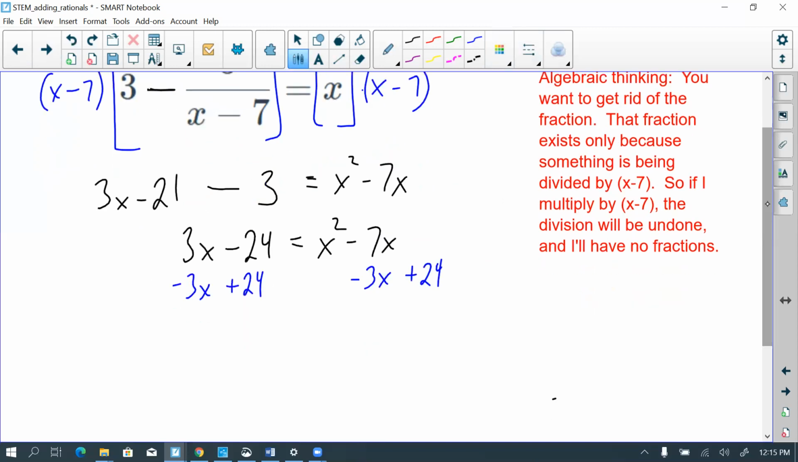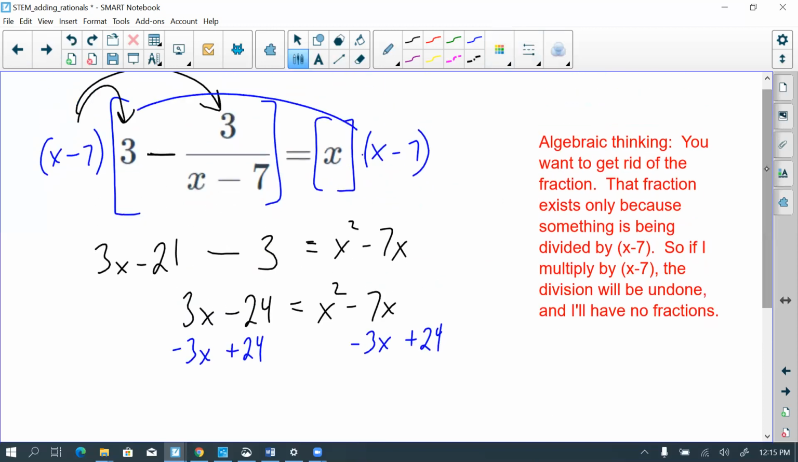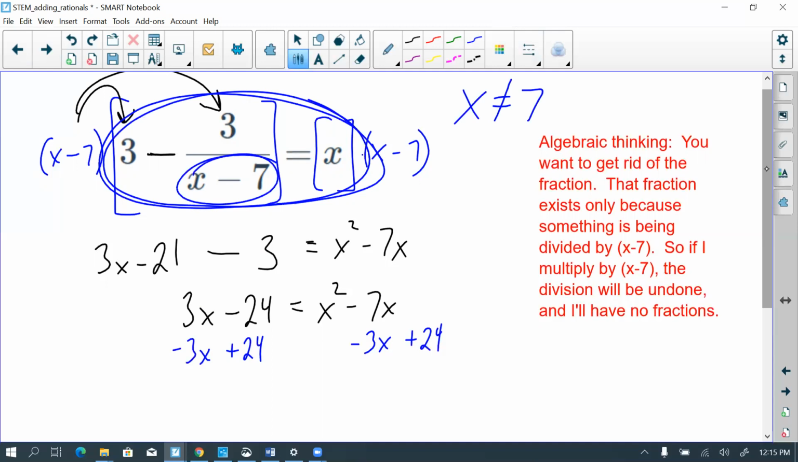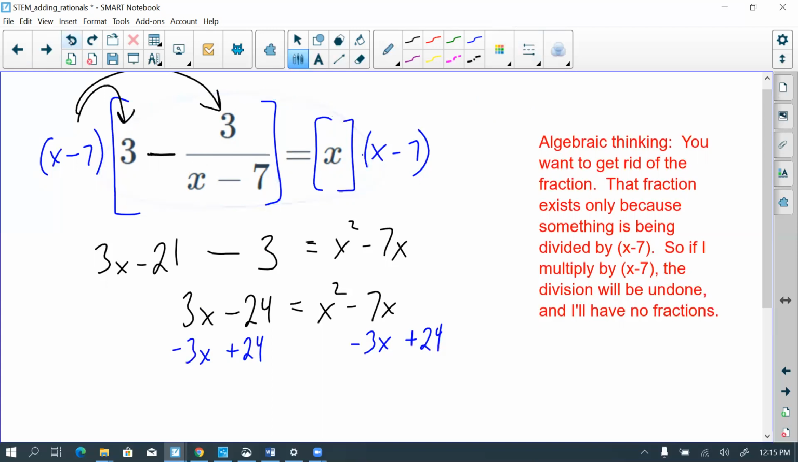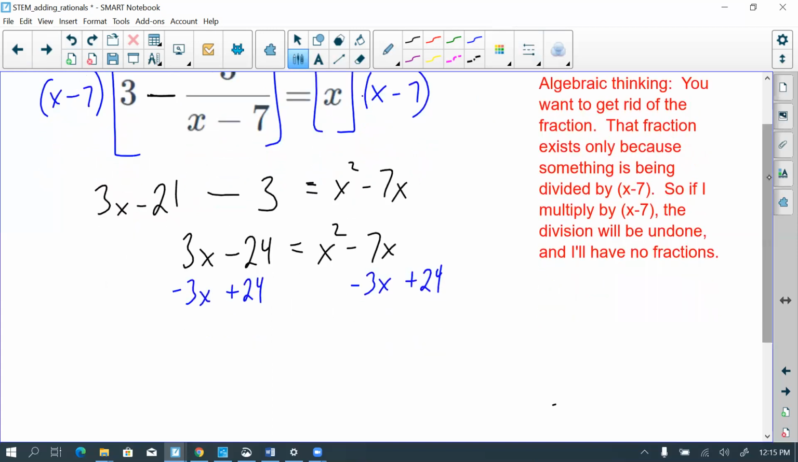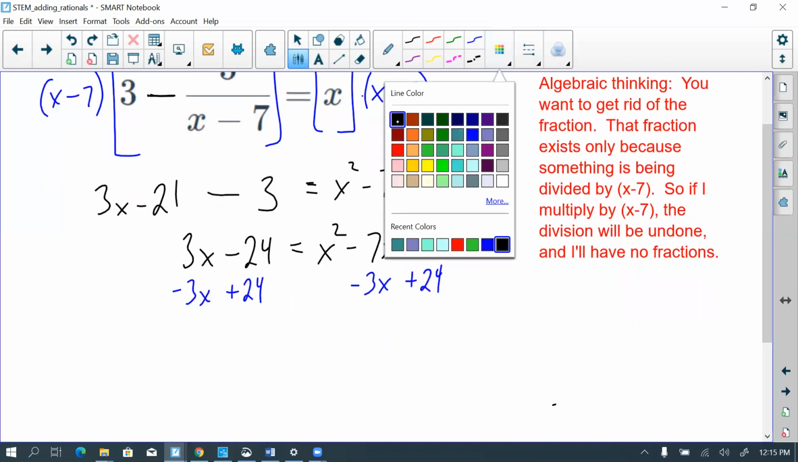Oh, I should have mentioned this earlier. Back to the original equation right here, you're dividing by one thing. You're dividing by x minus 7. So x better not be 7, right? X cannot be 7. Because if x were 7, you would be dividing by 0. And that's impossible. So I know before I even touch pencil to paper that there's no way x could be 7. I have to keep that in mind.